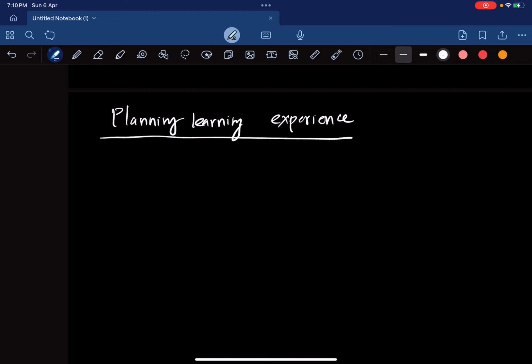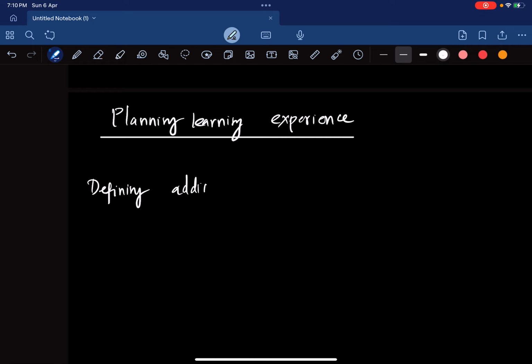I'm going to design the learning experience. Planning the learning experience. How am I going to address all this? Now, I can start by defining addiction.